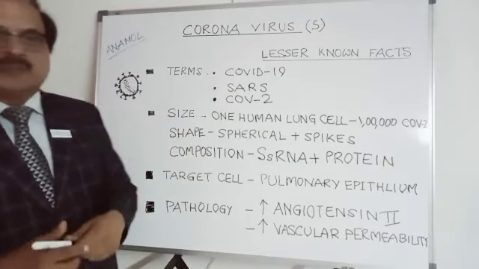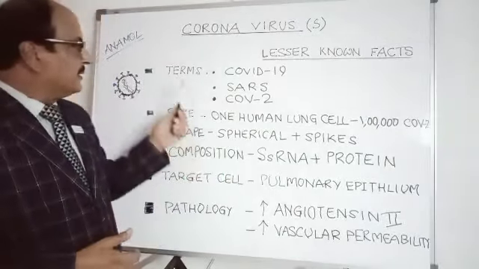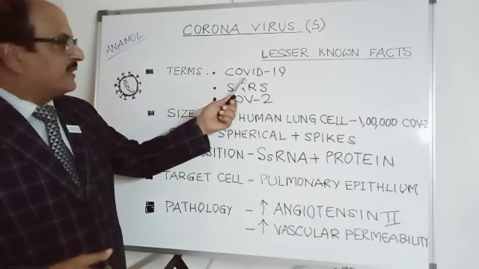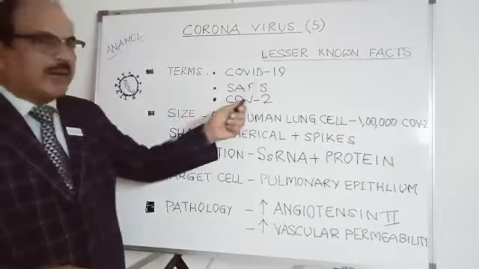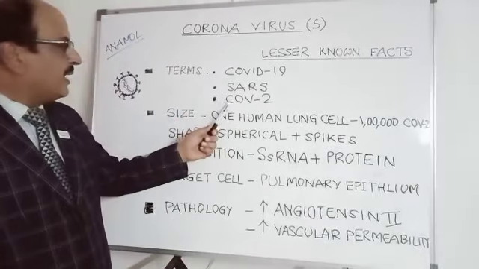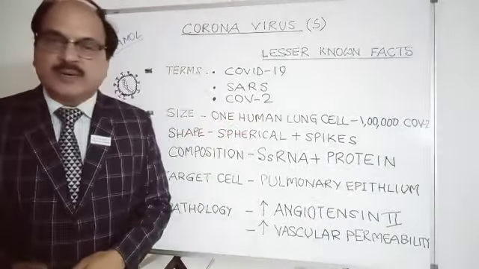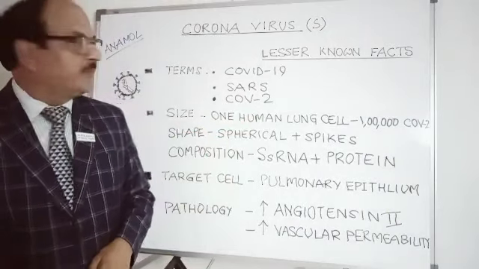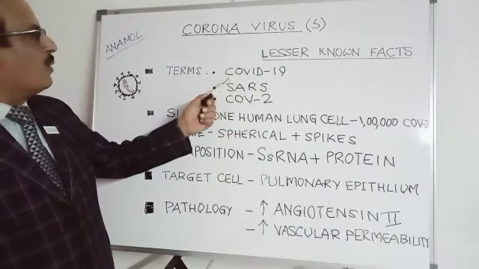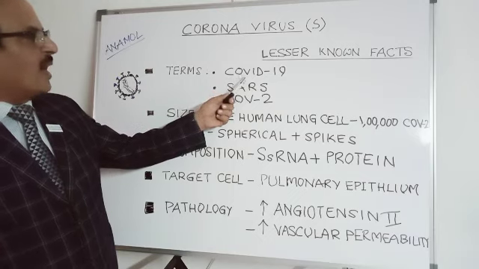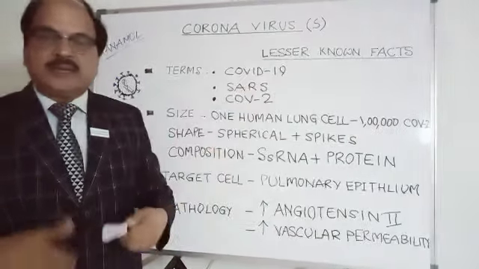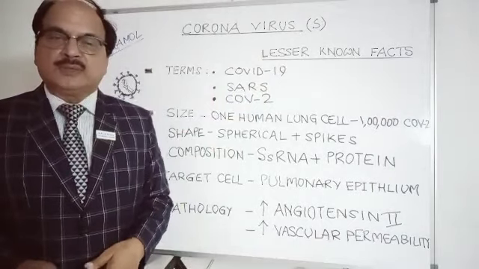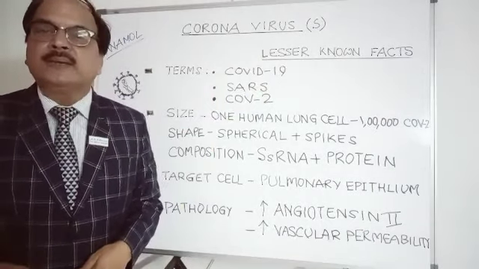There are few terms which are described. There are a number of places where they say COVID-19. Some of them say SARS virus. Some of them say CoV-2. Let's understand them one by one. COVID is coronavirus disease. 19 is the year in which it has been born. So that is why it is called COVID-19.